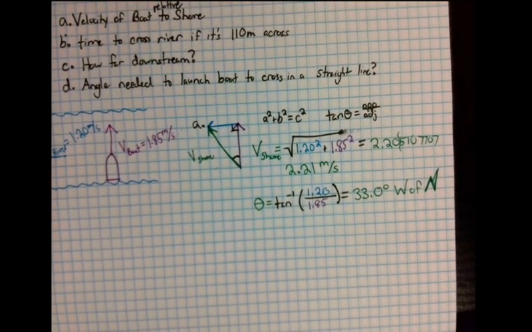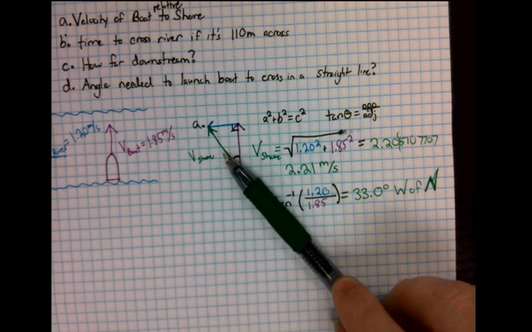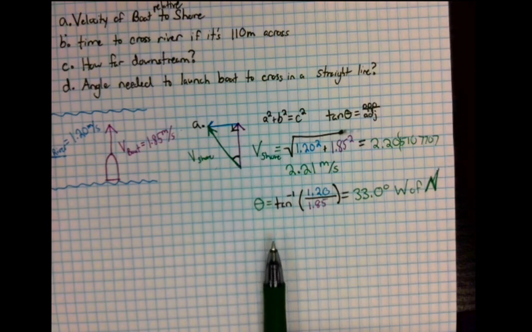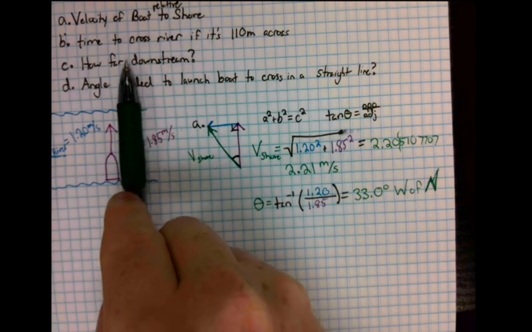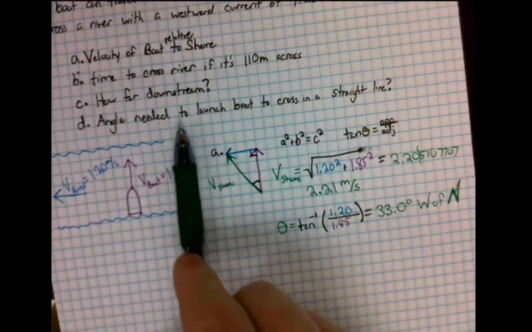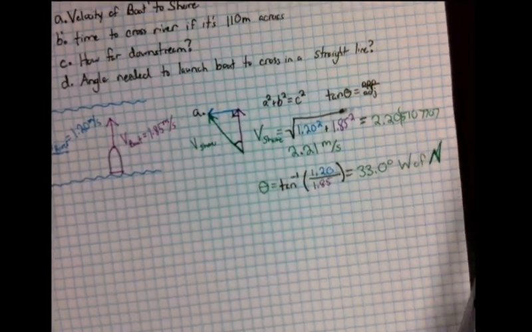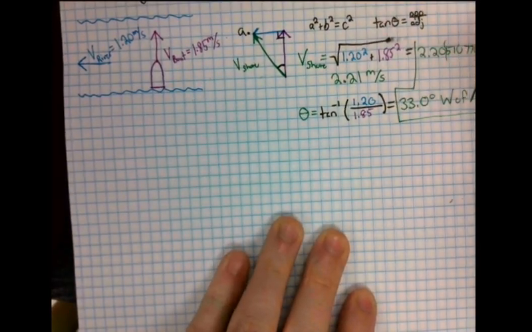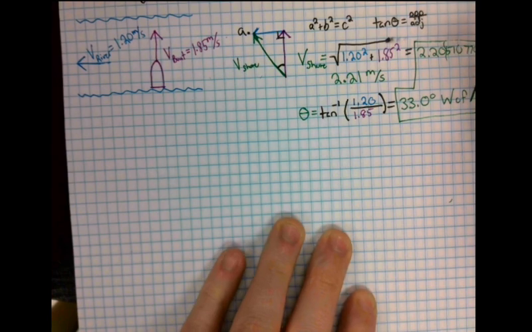So 33.0 degrees west of north, because this is the velocity they would have been traveling. Even though the boat was attempting to sail directly across, the stream will be pushing them down, and so they'll actually travel like this. They'll be traveling in kind of a sloped pattern. So this whole piece right here is our answer to our question.